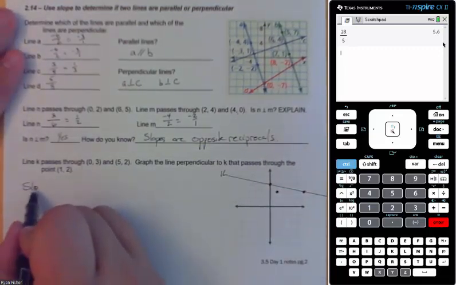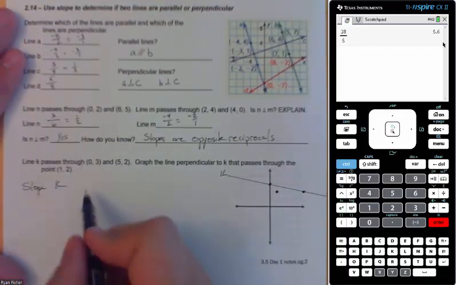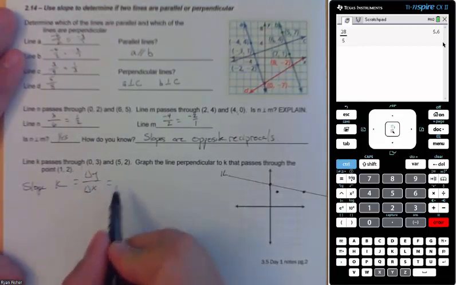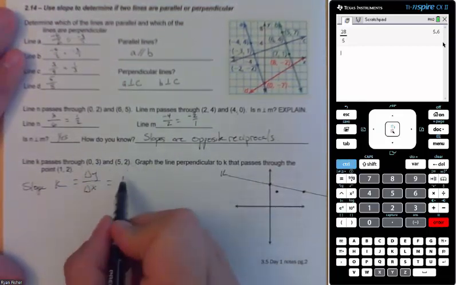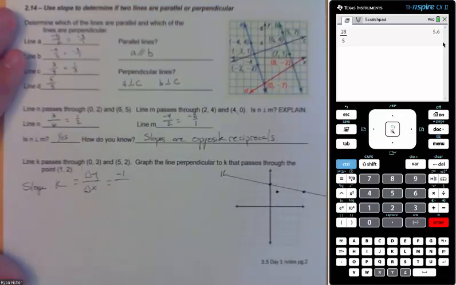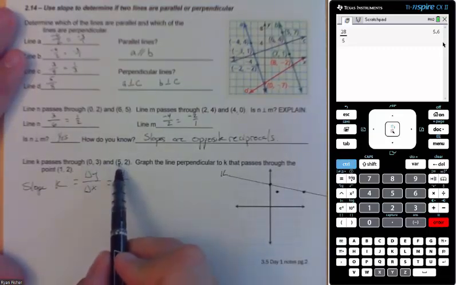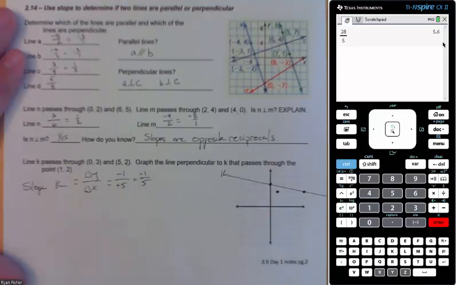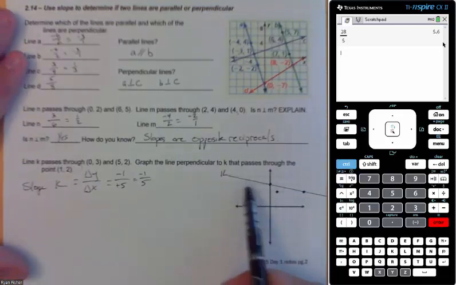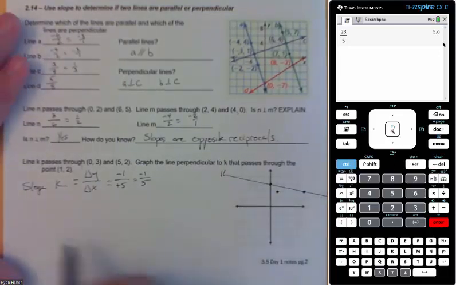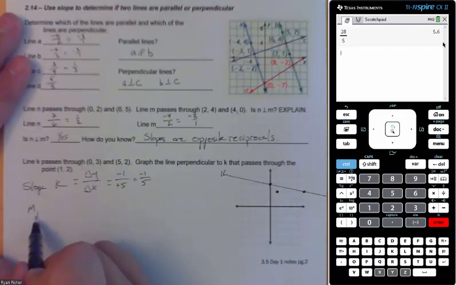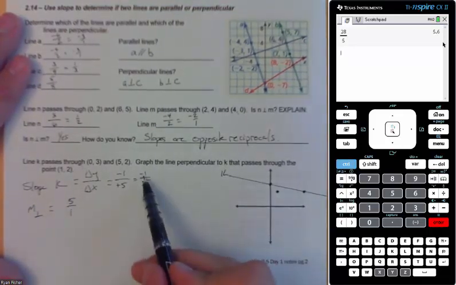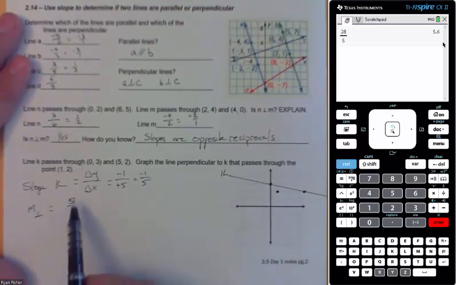So I want to find the slope of K, which again is going to be change in y over change in x. Y goes from 3 down to 2, so that's down by 1 in total. And x goes from 0 to the right 5, so that's adding 5. So the slope of K is negative 1/5. So a slope that's perpendicular to K should be 5 over 1. And K was negative, so our perpendicular line will be positive.